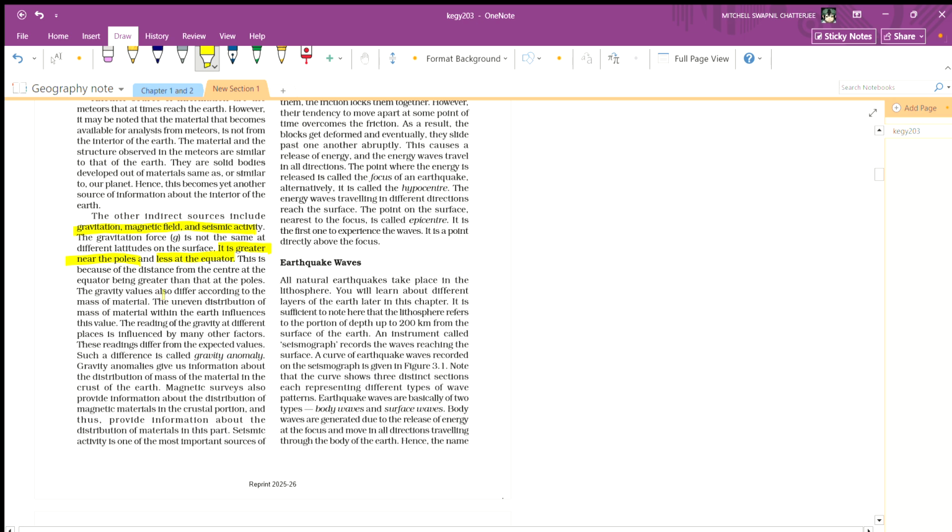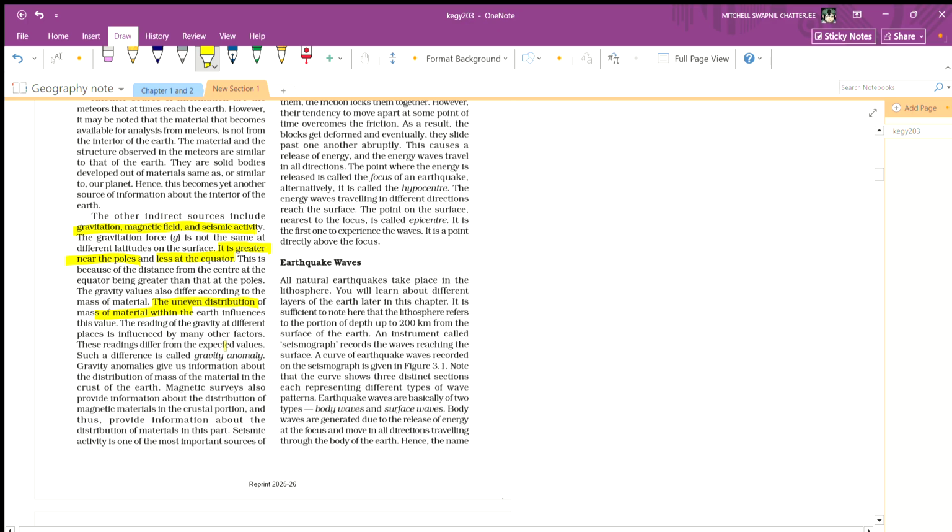The gravity value also differs according to the mass of material. The uneven distribution of mass of materials within the Earth influences this value. The reading of gravity at different places is influenced by many other factors.